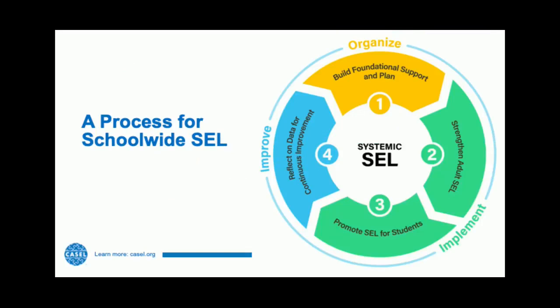This is the process to implement SEL school-wide. And it's a very broad and comprehensive process that can take up to 5 to 7 years to complete. The first step is to build a foundational support and plan. The second step is to strengthen adult SEL for both parents and staff and faculty, promote SEL for students, and reflect on data for continuous improvement. So right now, we are between step one and step two.